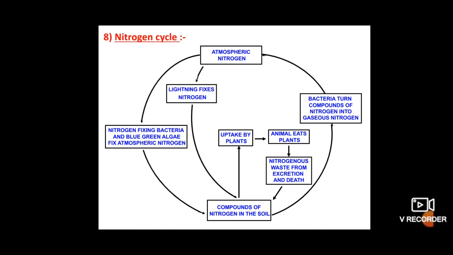This nitrogen fixation takes place because of the active involvement of a bacterium that we call rhizobium. This rhizobium bacteria helps to fix atmospheric nitrogen into a useful form, nitrates. See children, how this process of the nitrogen cycle takes place. Just go through this.